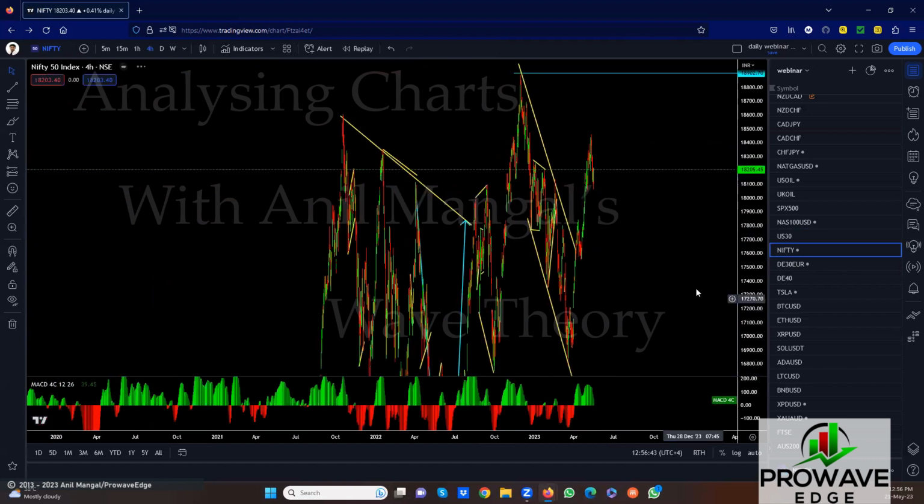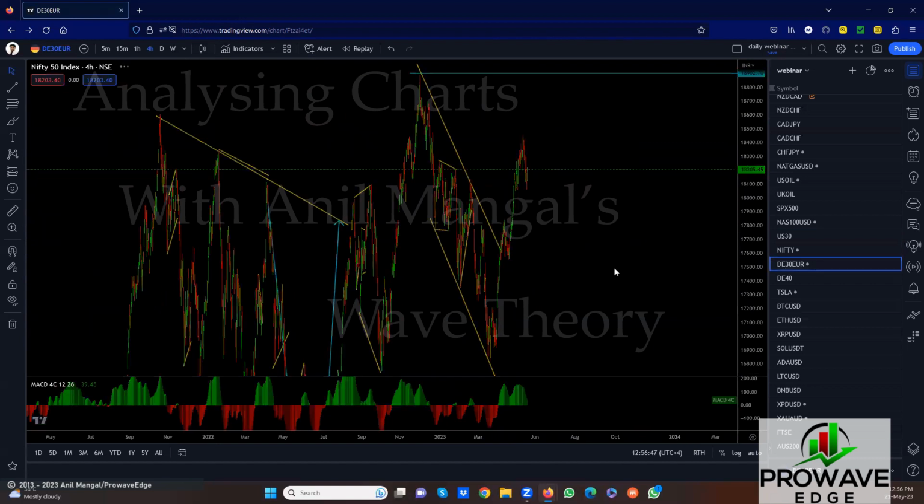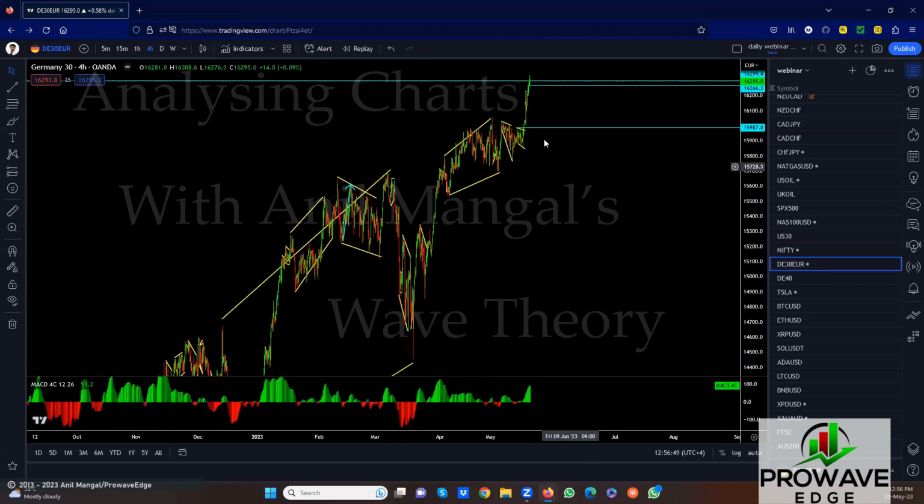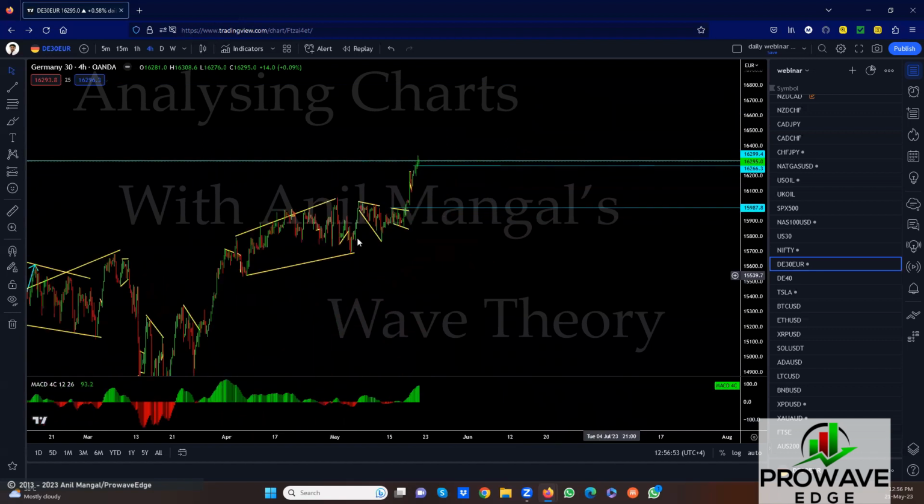Nifty, wait for a correction. It's making a flat here and then it's going to break the top. That will take a while. We bought this one here. You can see that, and there's a reason for it. This was an amazing trade.